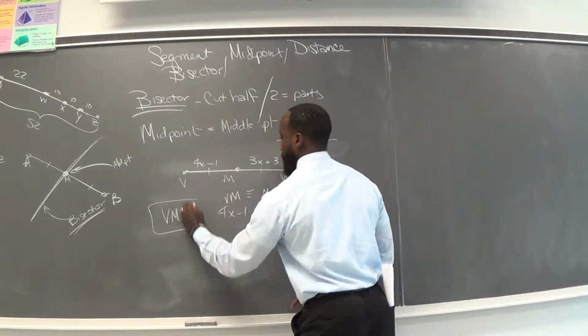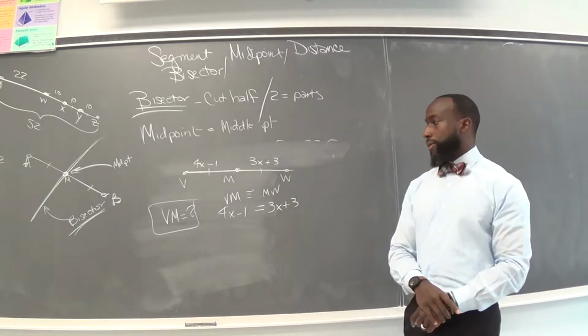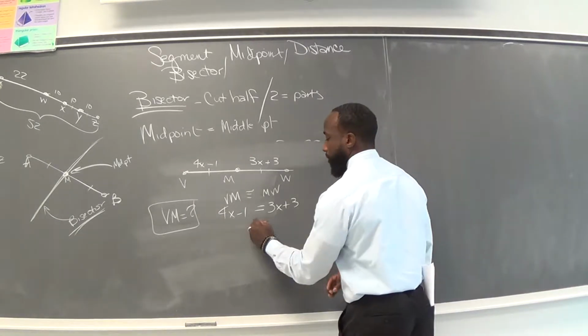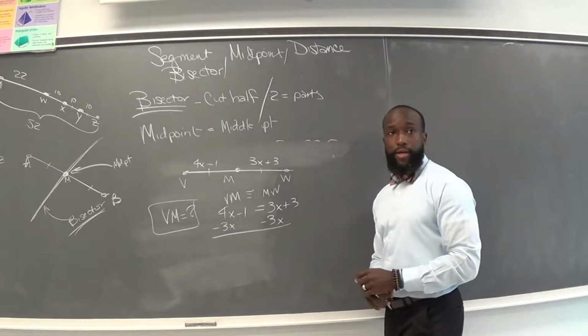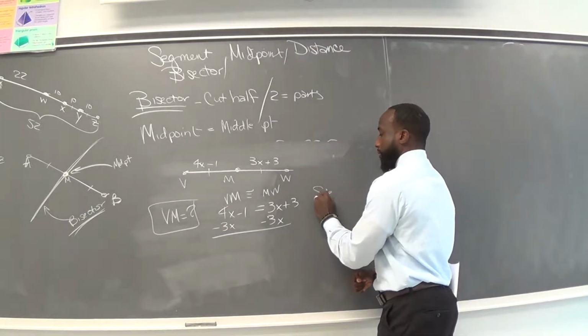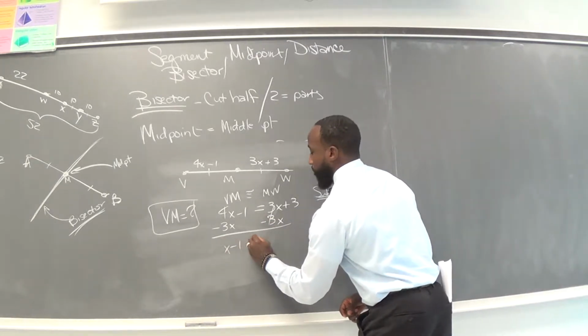So the first thing we want to do is we need to move some stuff. So what do you want to move? 3x. You want to move 3x, and it's positive, so you have to subtract 3x from both sides, right? We good so far? So we subtract it, and we end up with x minus 1 equals 3.